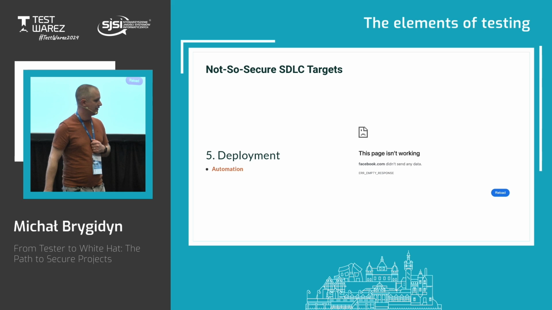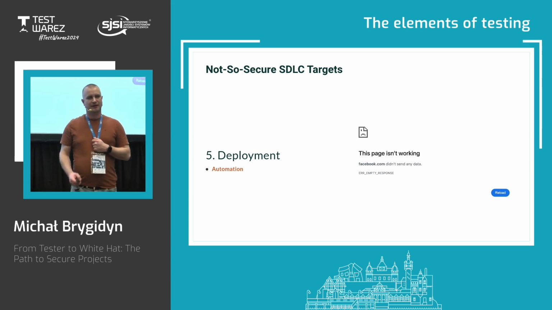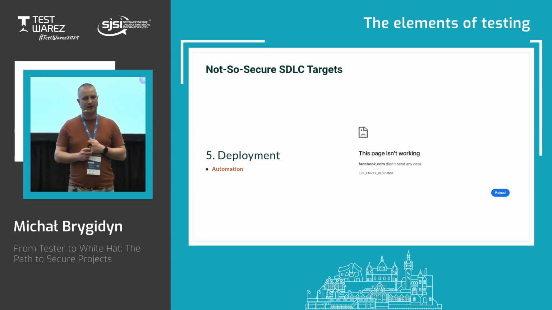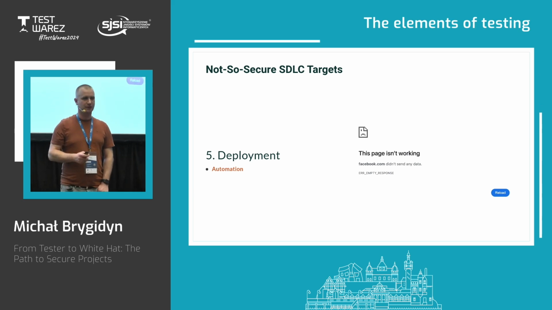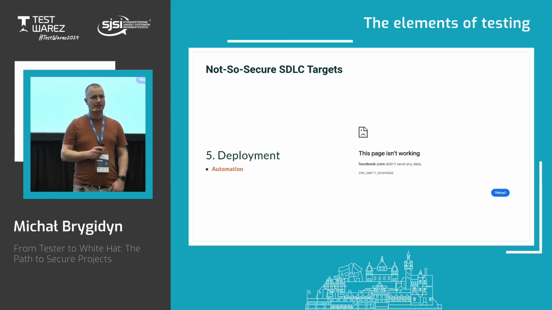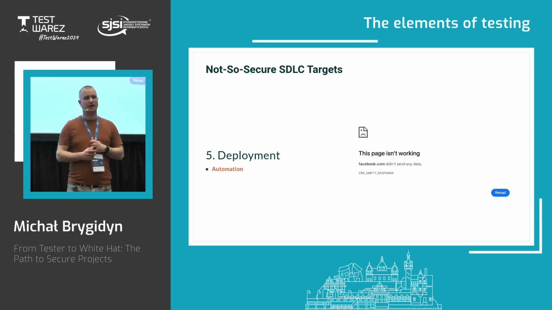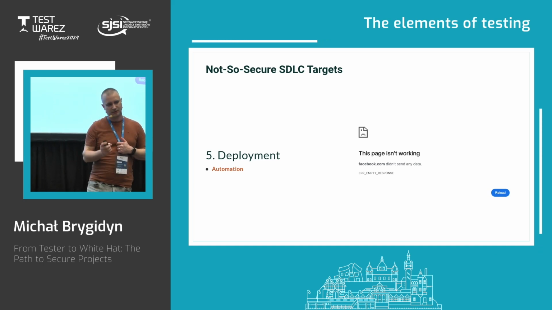Then let's go to deployments. And first of all, if there is no automation for deployments, that's a red or at least orange flag, because people make mistakes. Usually, when I find a security issue, the problem can be found between chair and keyboard. And if you don't have automation, there are more problems. If you have automation, there are fewer problems.